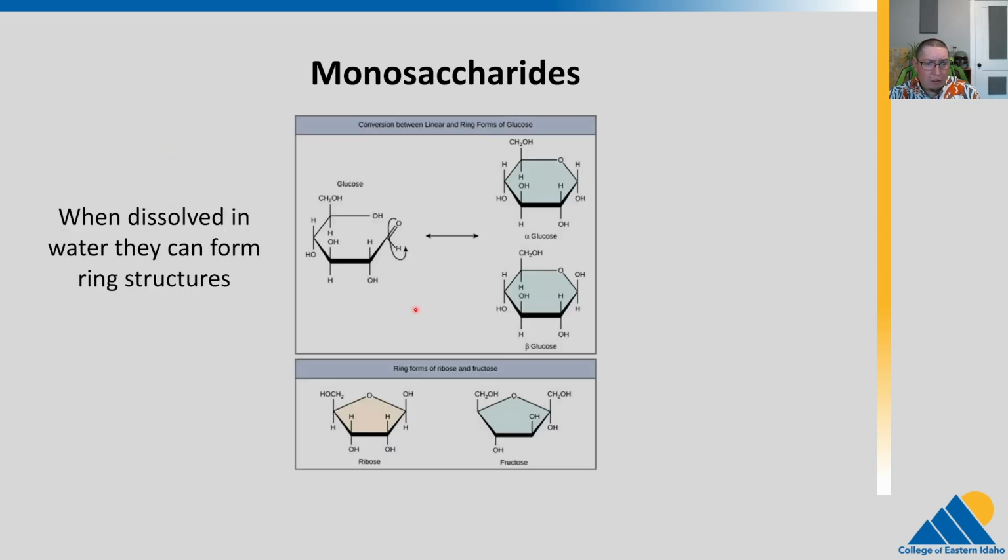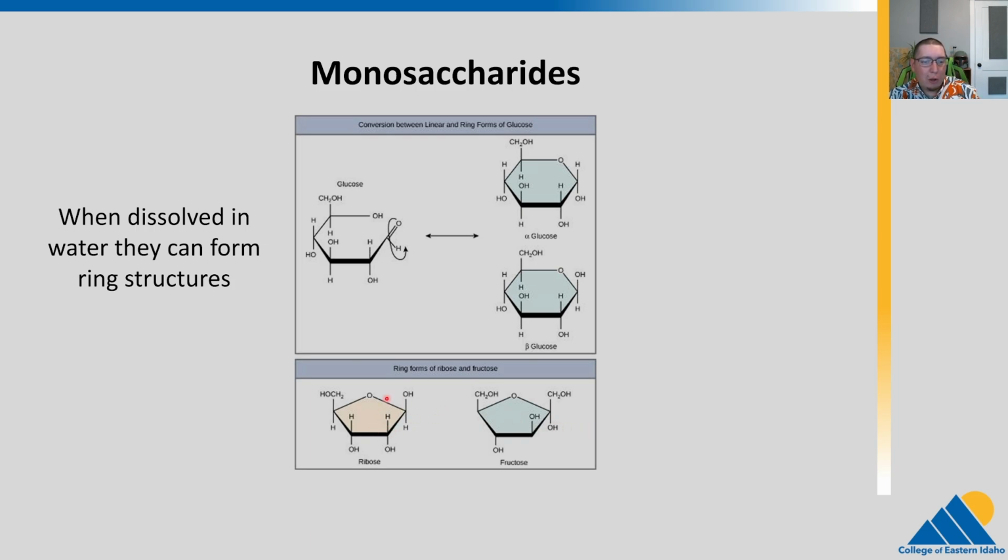These monosaccharides, you may have seen them drawn linear, like in some of the diagrams. When they're dissolved in water, they often form a ring-like structure. So you might see some of them drawn out in these ring-like structures. There are different forms of them, alpha glucose versus beta glucose, not super important for this course.